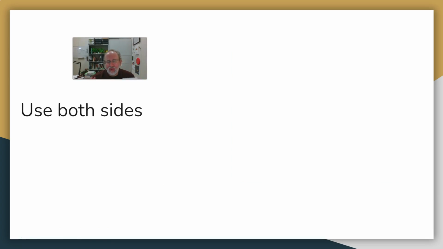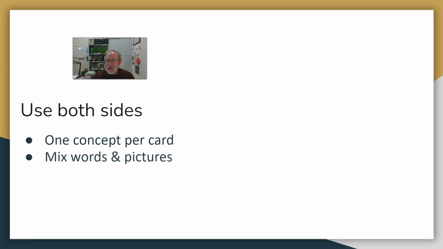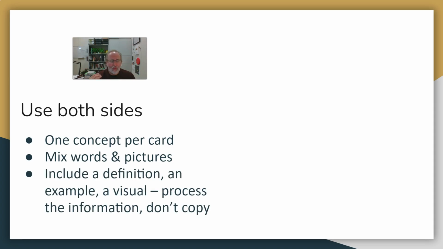So when you do decide to create flashcards, make sure you use both sides, right? One concept per card. Don't list a whole bunch of things on the card. You just want one concept per card. You want to use a mix of words and pictures. And I recommend using a definition, an example, and some type of visual. Now, process the information. Don't just copy it out of your book. Process it, and that's going to help you learn the material too.